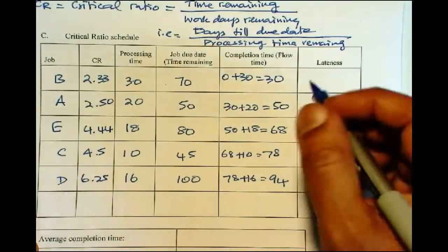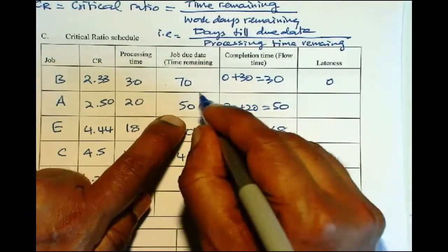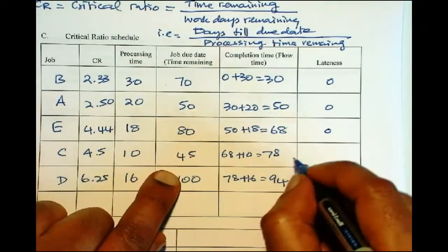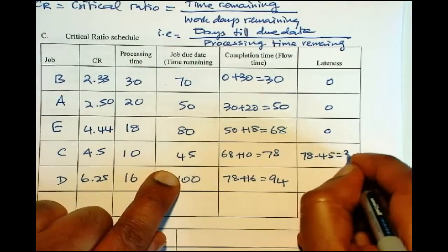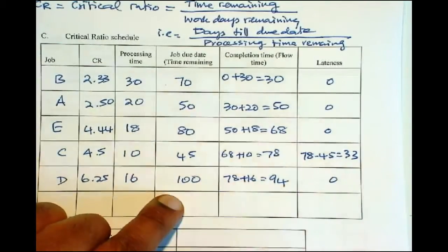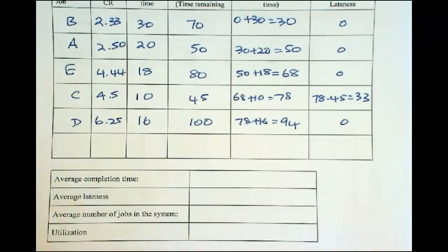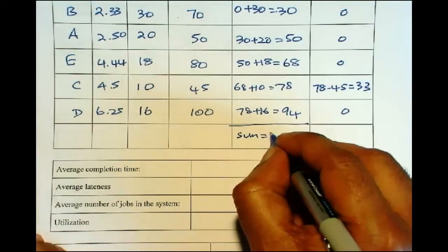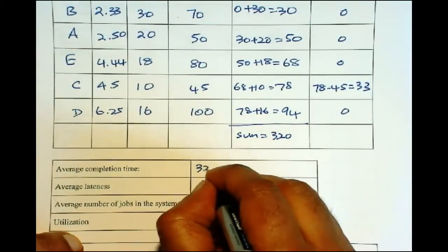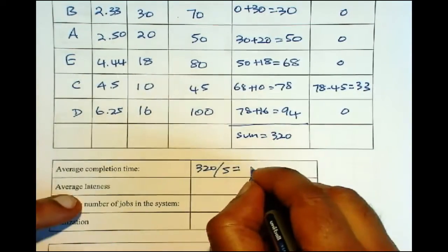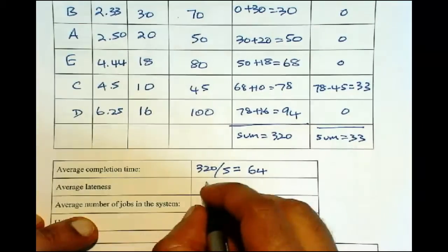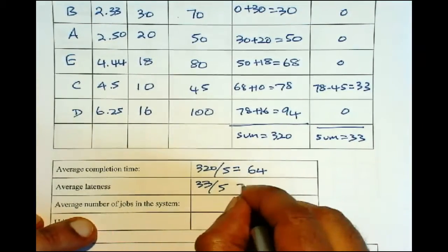Now lateness here is 30 is before 70, 50 is okay too, 68 is before 80. So here we have 78 minus 45 is 33, 94 is before 100 is 0. Now let's compute the measures. So we need the sum of this, which is 320. So 320 over 5 is 64, and this sum is 33. So 33 over 5 is 6.6.